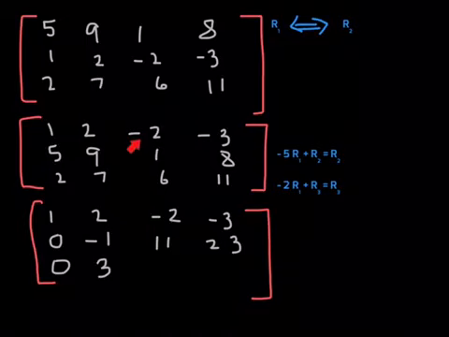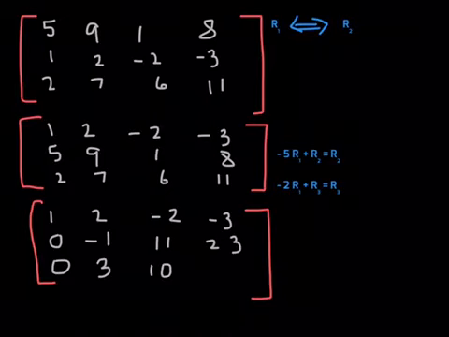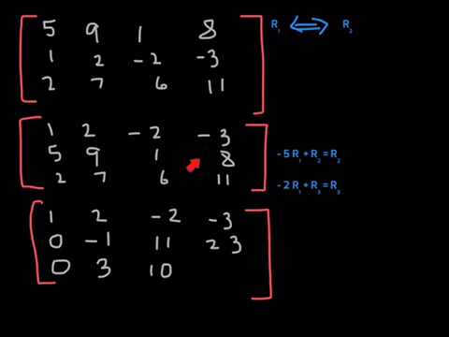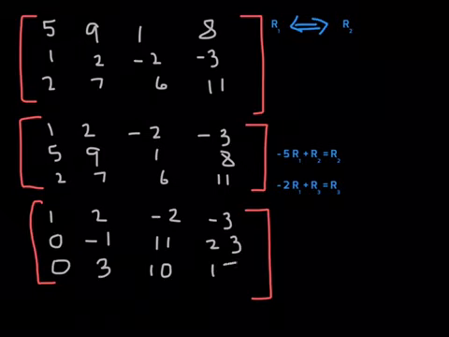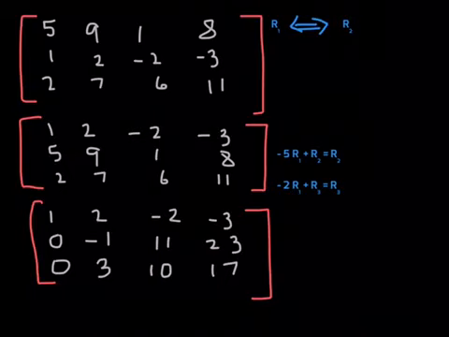-2 times -2 is +4. +4 plus 6 is 10. And then -3 times -2 is +6. 6 plus 11 is 17. There we have it. We changed 2 rows at the same time. I know that probably feels a little dangerous, so be very careful if you're going to do that.